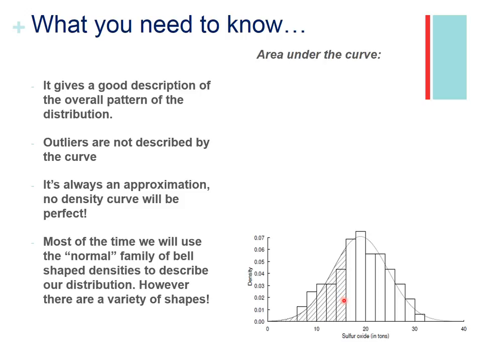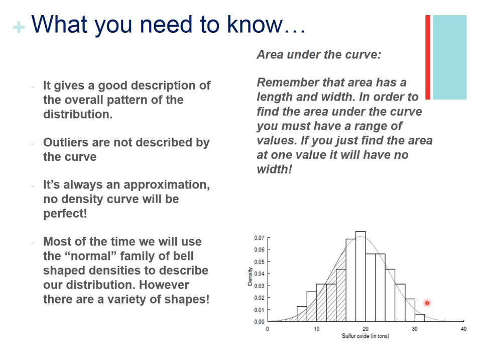Most of the time when we do this, we're going to be using the normal family of bell curves to describe distributions. There are a variety of shapes. I'm sure you've heard of the normal bell curve before. When teachers talk about curving tests, they do it according to the bell curve. In this section, anything that is a normal bell curve is what we're going to use to do our calculations. So what exactly does the area under the curve look like?